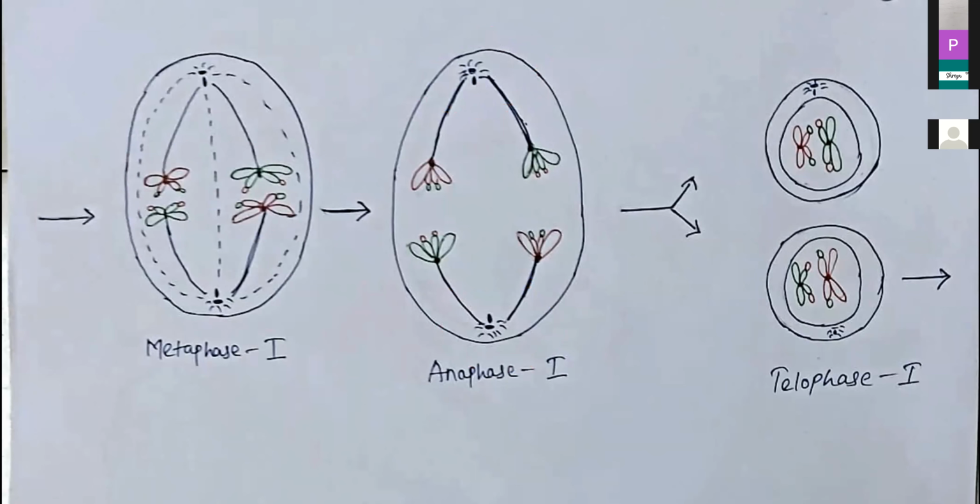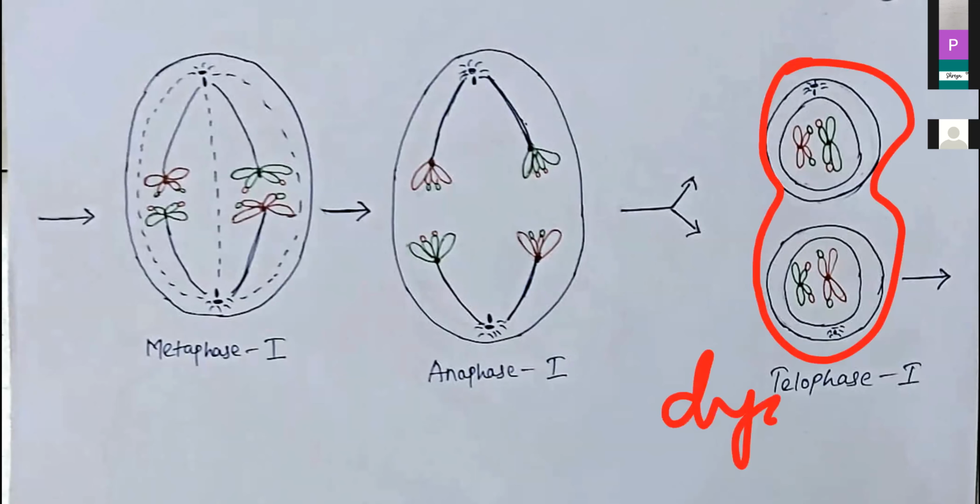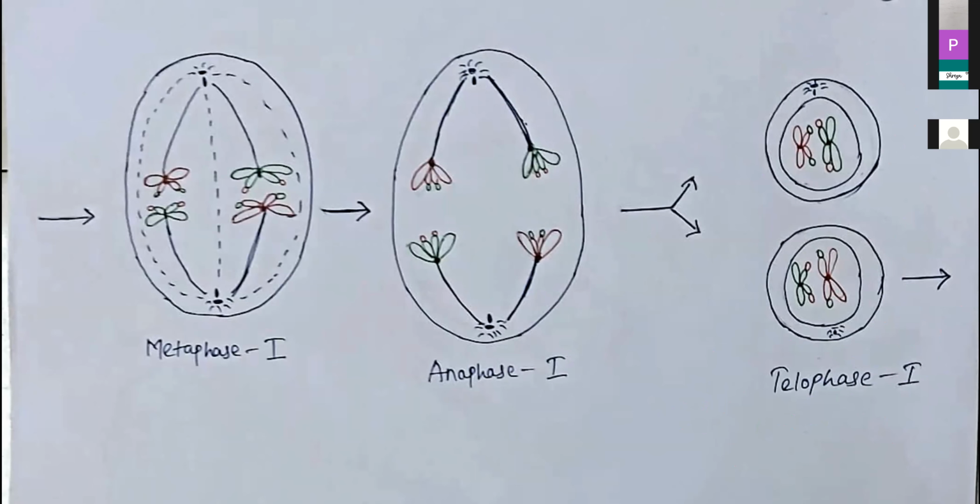Nuclear membrane formed around these chromosomes collected at each pole. Nucleolus shall appear, chromosomes will begin the decondensation, the spindle is dissolved, cytokinesis will occur, and a pair of daughter cells is formed, which is called as dyad of cells. It is called dyad of cells. The two daughter cells come into existence. That is the telophase 1.